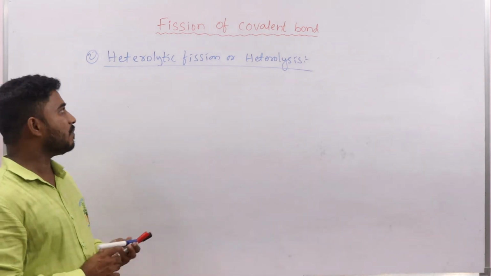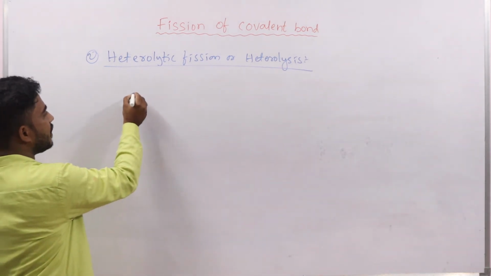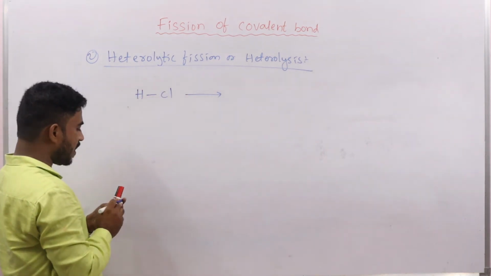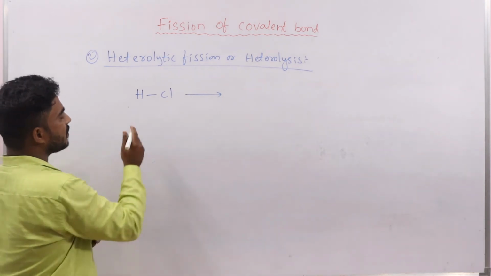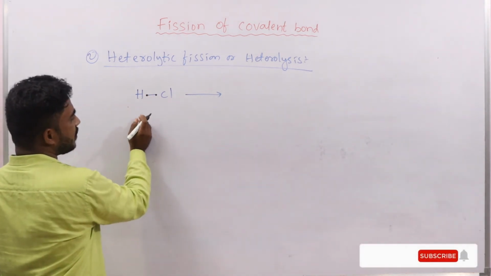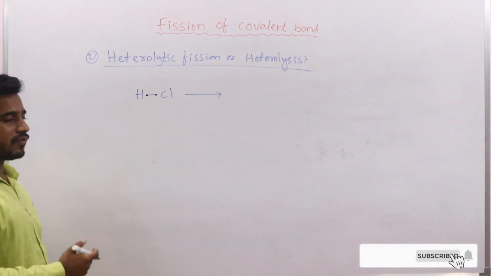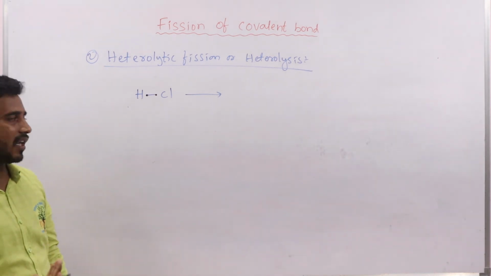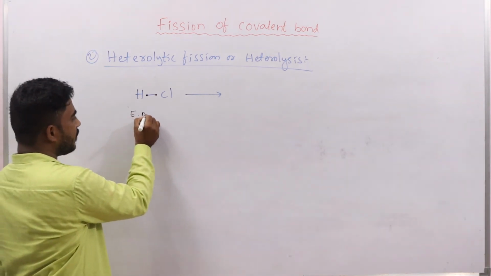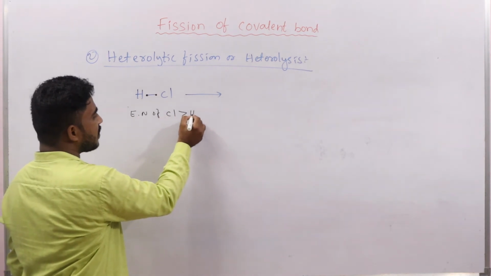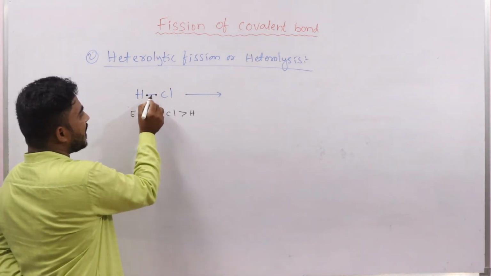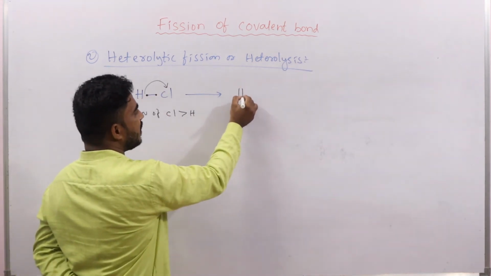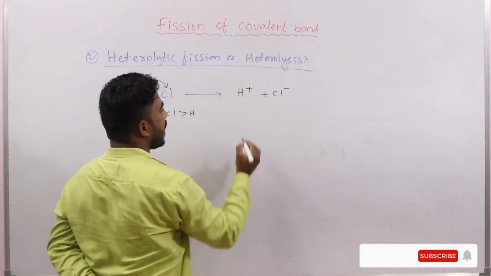Let us see an example for heterolytic fission. For example, if we have HCl, when it participates in heterolytic fission, the electrons between hydrogen and chlorine move towards which atom? Definitely towards the more electronegative atom. Here the electronegativity of chlorine is greater than hydrogen. That's why the mutually shared electrons move towards chlorine. Then we get H plus and Cl minus.